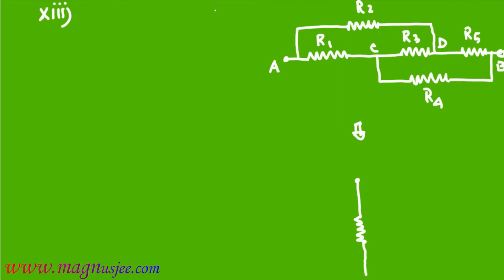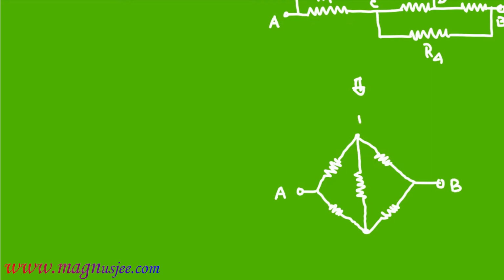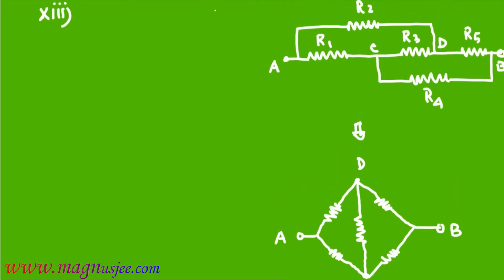In this case, we can draw the modified circuit diagram containing the same 5 resistances, and these 5 resistances will form a Wheatstone bridge between the 2 points A and B. Between points A and B, R1, R2, R3, R4, R5 are connected. This point is D and the lower point is C.